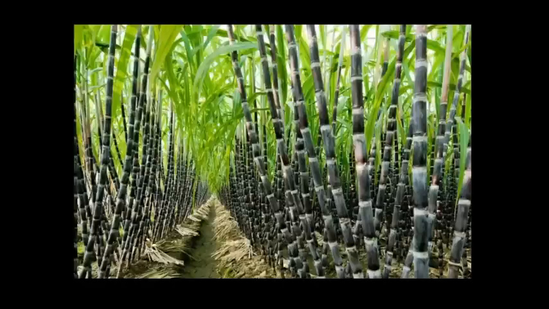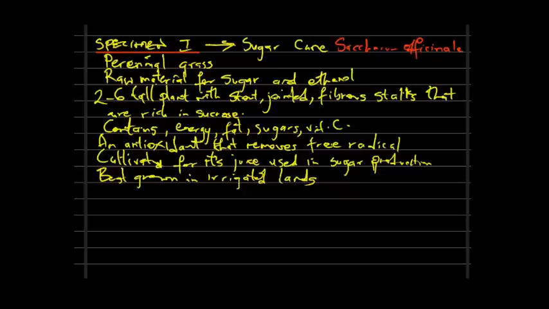So this is an example of what sugarcane is like. You can see the stalk here, short and jointed. You can see the joints here. So they have short, jointed, fibrous roots, and they are perennial grasses. So that is about specimen I.